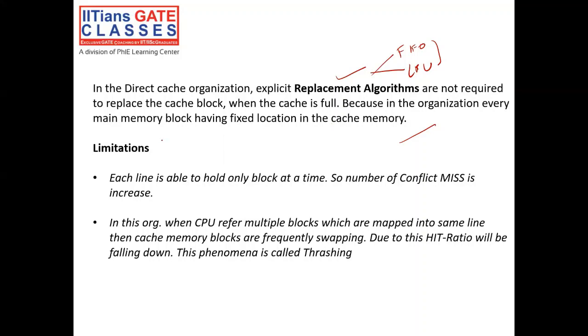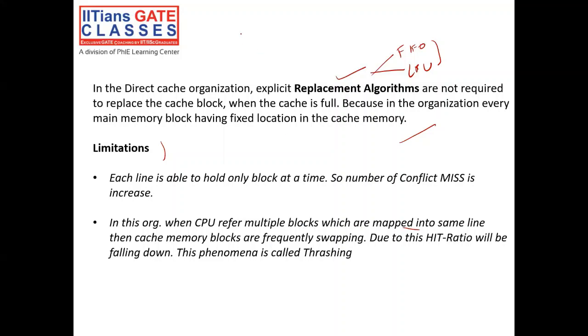The limitation of the direct cache mapping technique is that each line is able to hold only one block at a time. So the number of conflict misses is increased. For multiple blocks of main memory there is a fixed location, so chances of conflict miss are very high. And when the CPU refers to multiple blocks which are mapped into the same line, the cache blocks are frequently swapped. Due to this the hit ratio falls down.